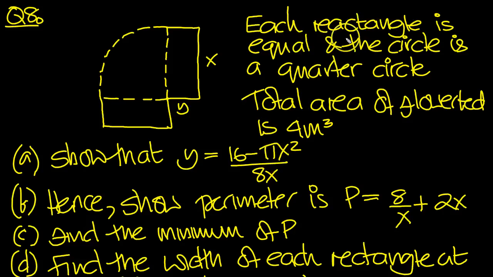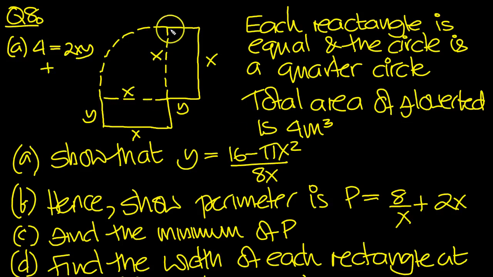Each rectangle is equal and the circle is a quarter circle. So here, this is x, isn't it? This is the radius. This is y. So the total area, part A: 4 is equal to x times y plus another x times y, so that's 2xy, plus pi r squared over 4, where r squared is x squared.